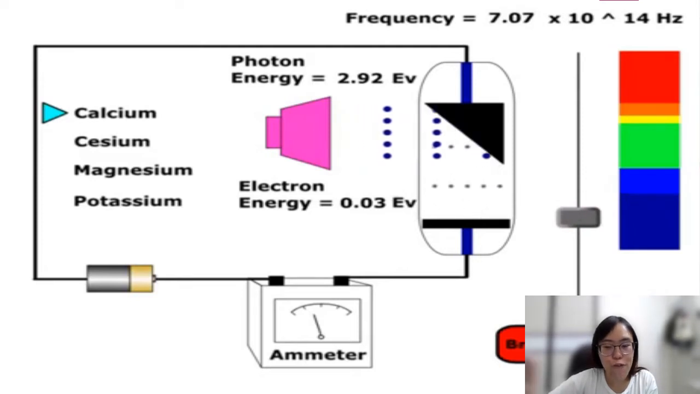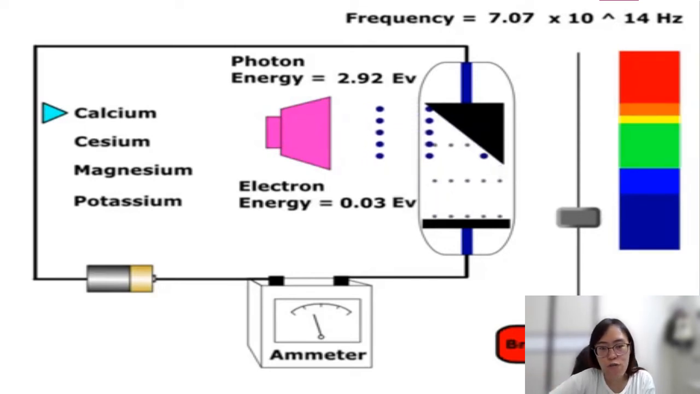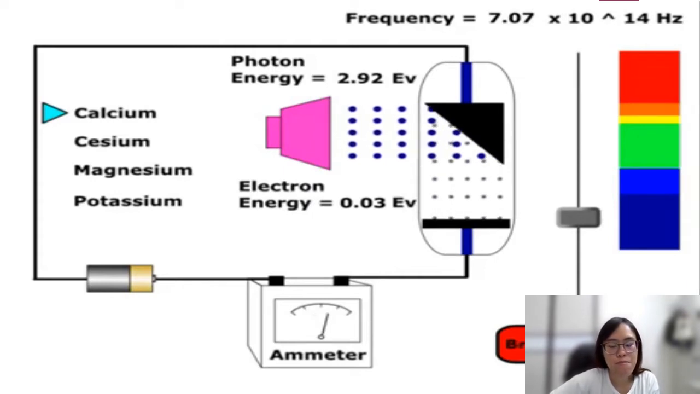So it's down to 7.07 times 10 to the 14th. That's what you're going to have to do for each metal, find the threshold frequency, and that's about it, actually. You'll see that if you make the light brighter, above the threshold frequency of calcium, you get more photons and more photoelectron emission.